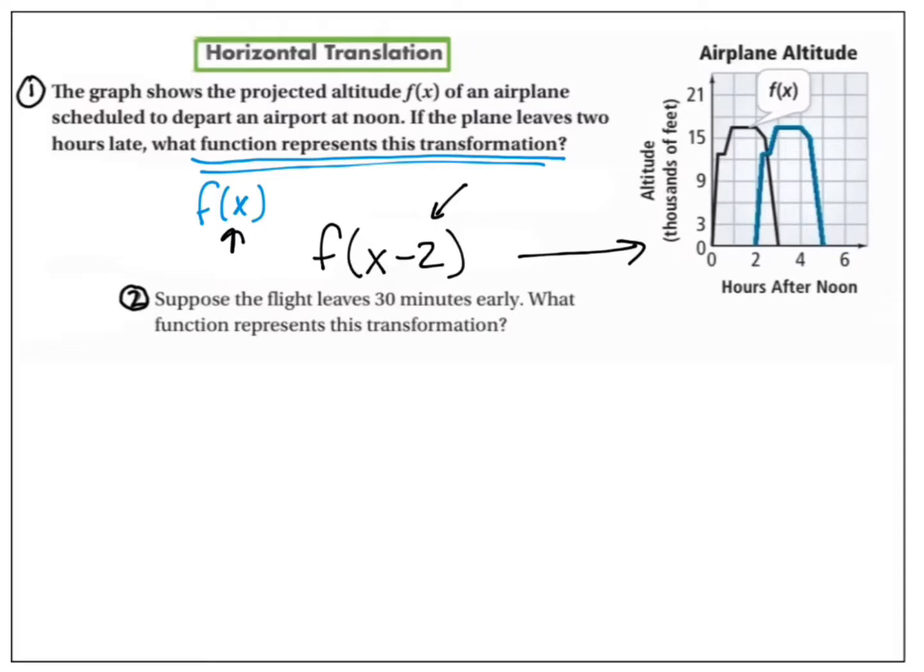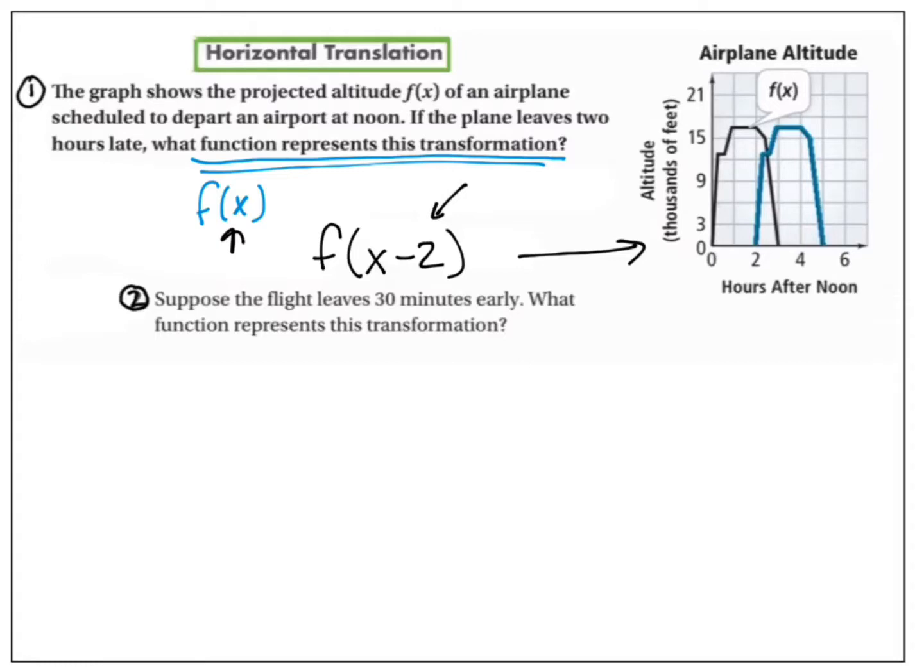It seems kind of counterintuitive because when we were dealing with the vertical, subtracting dropped it down like it was supposed to, adding brought it up. But in this case, when it's inside and applying to the input, subtraction actually moves it to the right. Addition here would move it to the left.